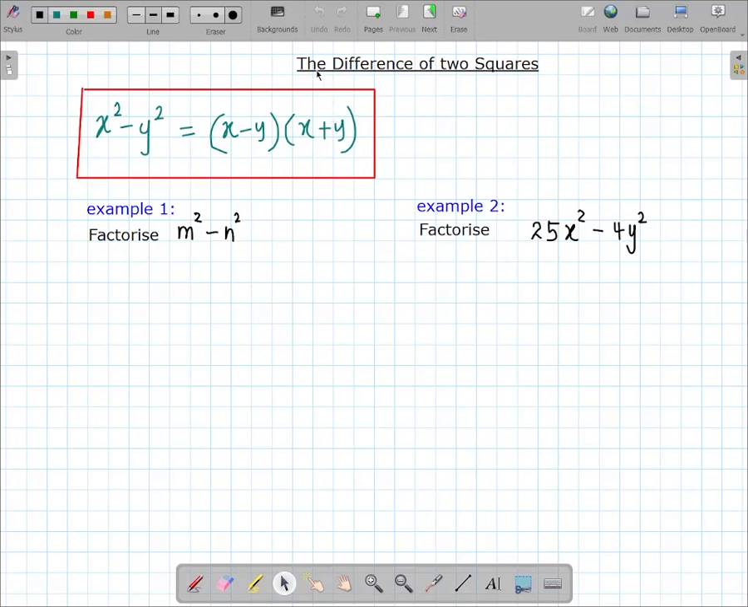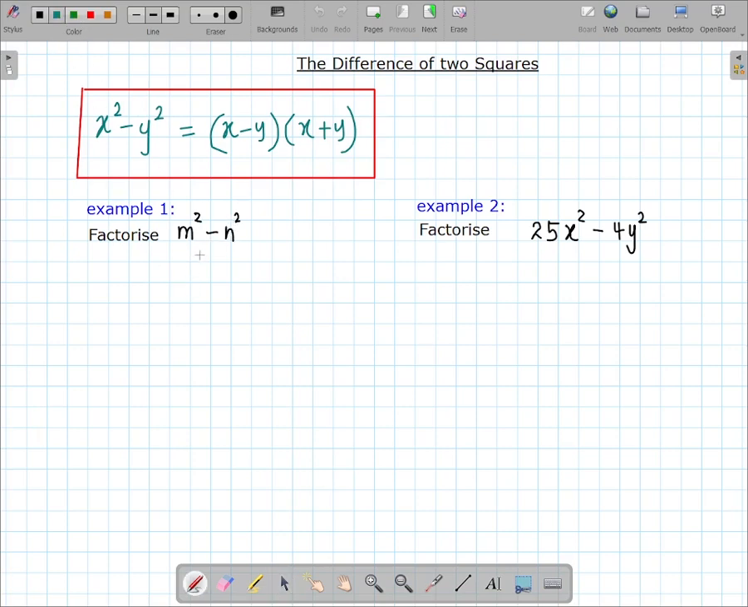Hi, today we are going to do the difference of two squares. So I have taken x squared minus y squared. Difference of two squares can be written as a product of two brackets, that is (x minus y)(x plus y). Let's go to the first example, that is factorize m squared minus n squared.